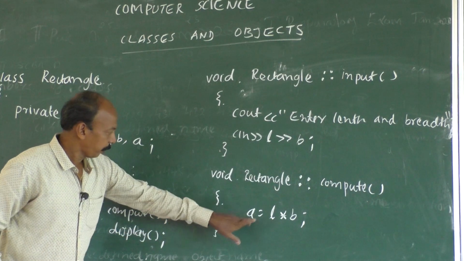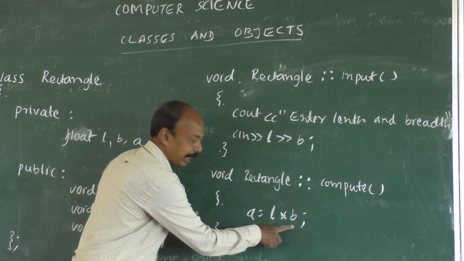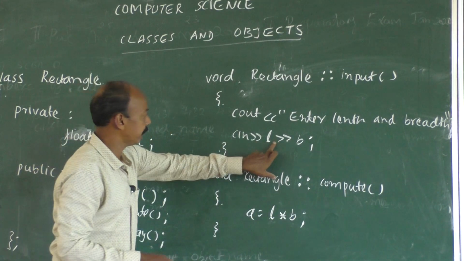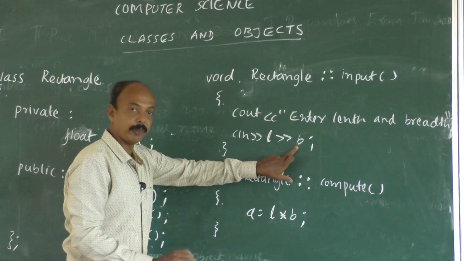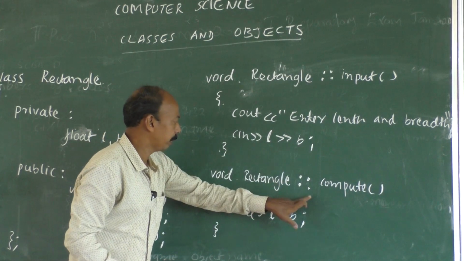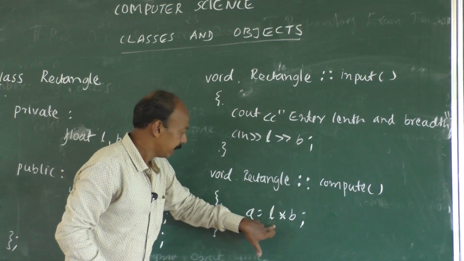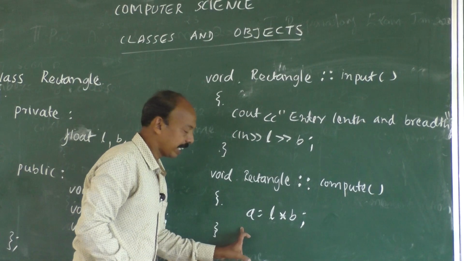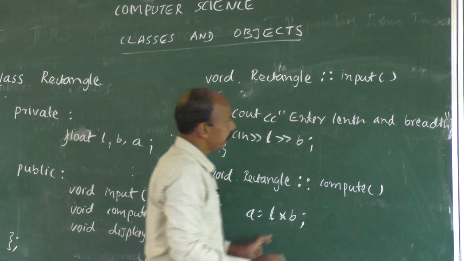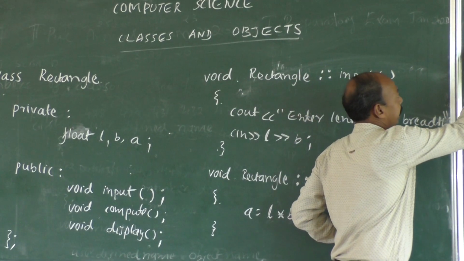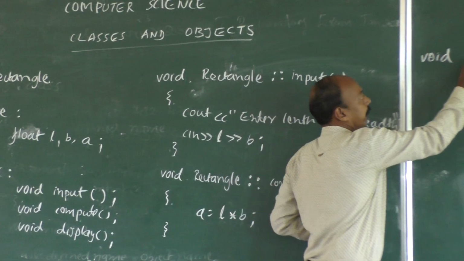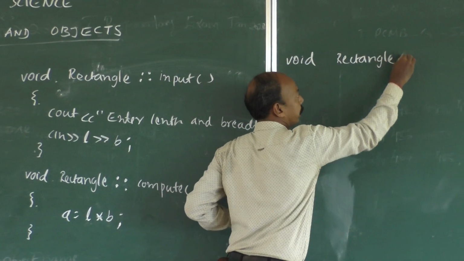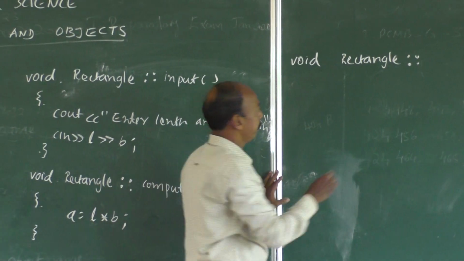Because once we have length and breadth, it is available. We are not going to pass them here because we have already inputted the value of length and breadth. No need to pass the values because length and breadth are available to this function compute. These are the data variables which are defined here. We need not write return also here. Then the last one, void return type, class name rectangle, scope resolution operator and the function name, that is display.